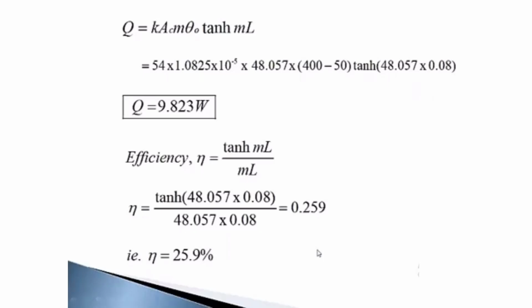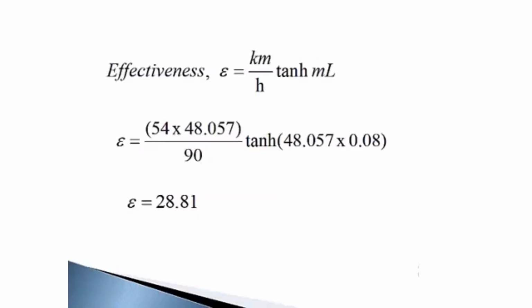Its efficiency is low. What is the maximum efficiency? 100%. 100% is a theoretical value, but a higher value is always desirable. That shows the fin is more efficient in conducting and later convecting the heat. So for the heat transfer to be efficient, you should get a higher efficiency.